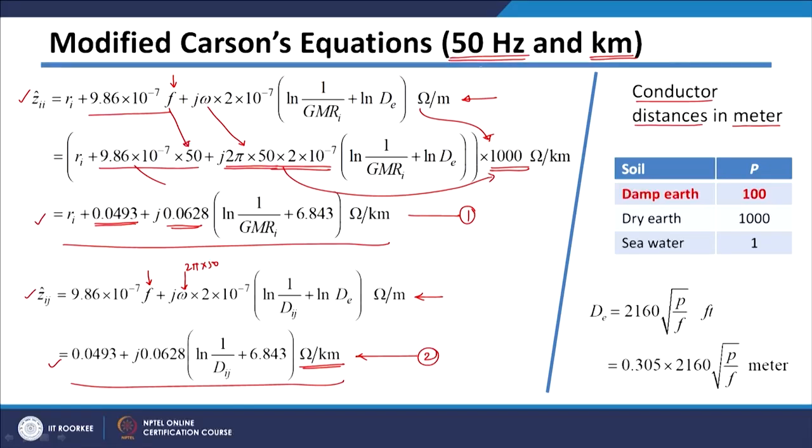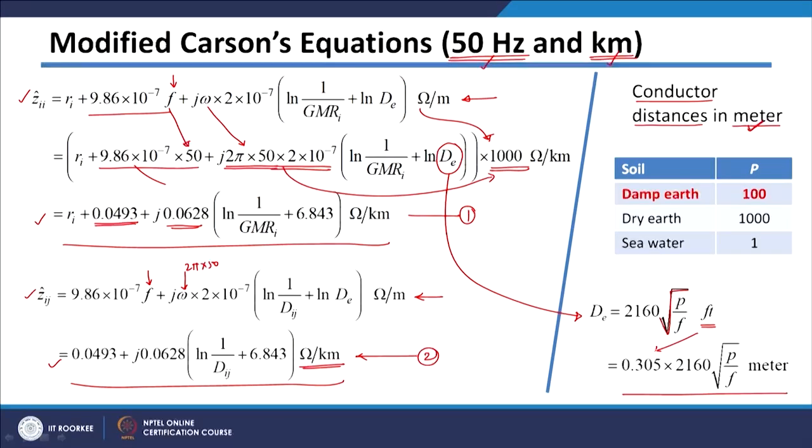This holds when the frequency is 50 hertz, the distance is in kilometers, and the distances between the conductors are given in meters. In this case, d is calculated using this formula: d is 2160 into the square root of resistivity divided by frequency. This formula is in feet, but here we are considering distances in meters, so we need to convert this formula into meters. So, this is your feet to meter conversion.